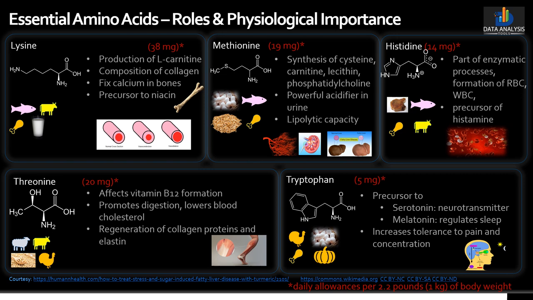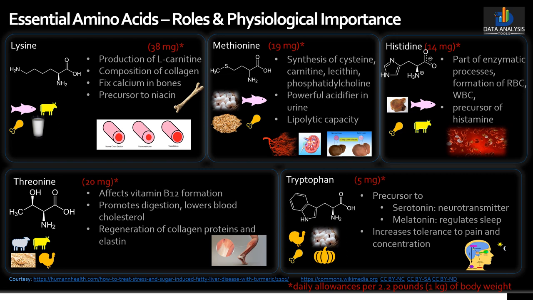Coming to methionine, methionine plays an important role in metabolism and detoxification. It also is necessary for tissue growth and the absorption of zinc and selenium, which are vital minerals for body growth. Methionine is also known to help in synthesis of cysteine, carnitine, lecithin, and phosphatidylcholine, and acts as a powerful acidifier in urine. Daily allowance per 1 kg of body weight of methionine is 19 milligrams.